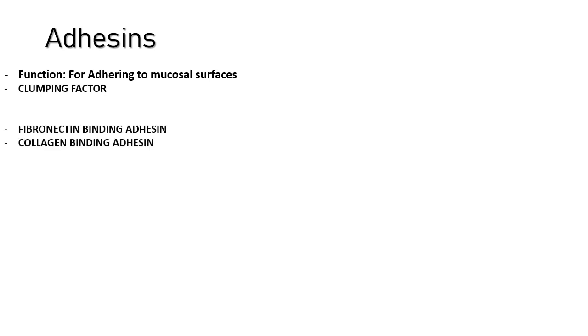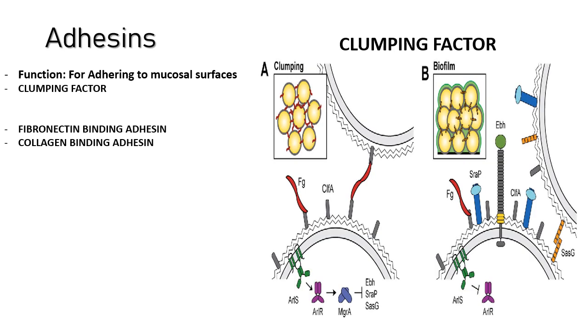Okay, so to talk of the adhesins, just as the name suggests, they function to adhere to mucosal surfaces and to themselves. There are three main adhesins that I would like you to know, which are clumping factor, fibronectin, and collagen binding adhesins. The main one that I would like you to know, mostly the culprit, is clumping factor.